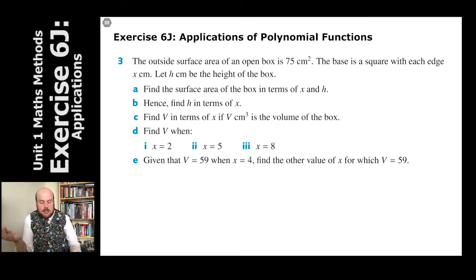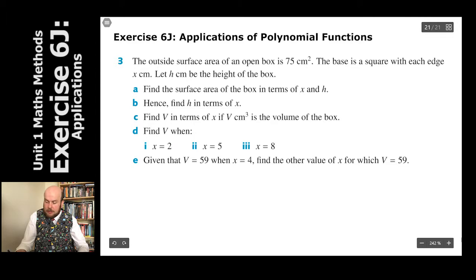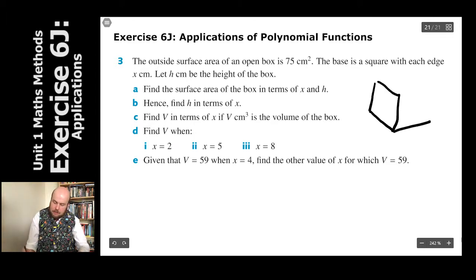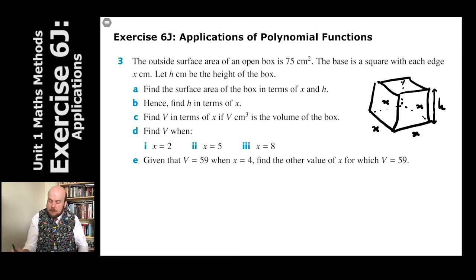We've got an outside surface area of an open box is 75 square centimeters. The base is a square with an edge of x centimeters. Let h be the height of the box. I must draw my pictures first. So here's my lovely box. And I've been told that the base there is a square, so it's all got the same sides. And we've been told the height here is h. Find the surface area of the box in terms of x and h.